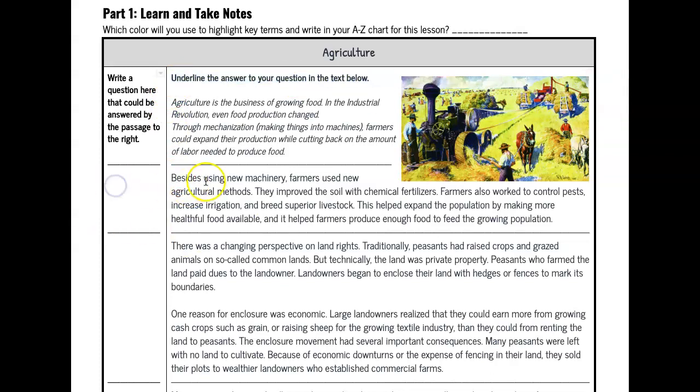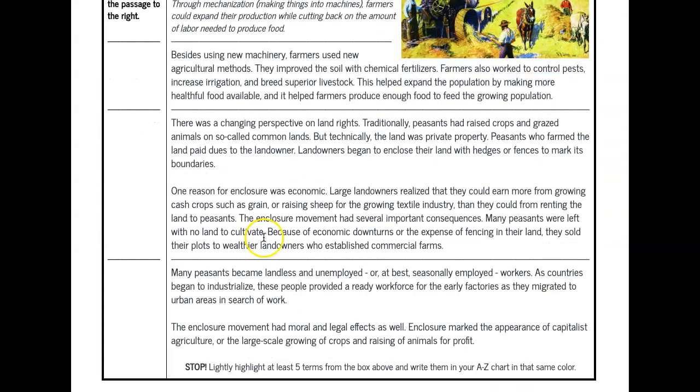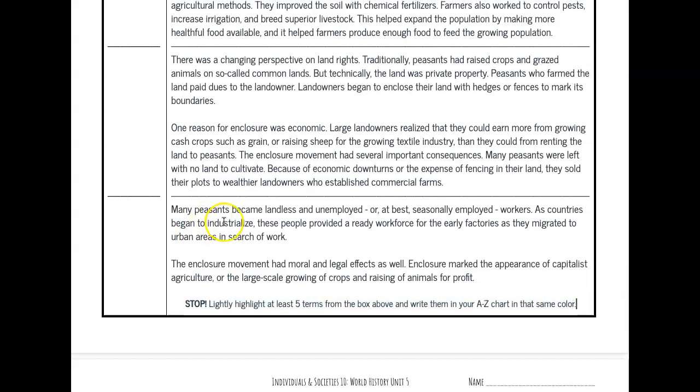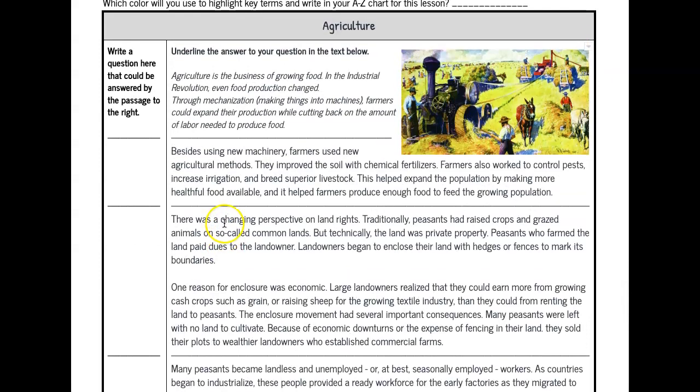So I've got a question and I've got an answer. Remember, you're also highlighting key terms in your A through Z chart. So at the end of each little section, it will say stop, lightly highlight at least however many terms and put them into your A through Z chart. So be sure to do that. If you are going to be listening to the text, you will continue listening, and if you are done listening because you're going to read on your own, that's fine too.